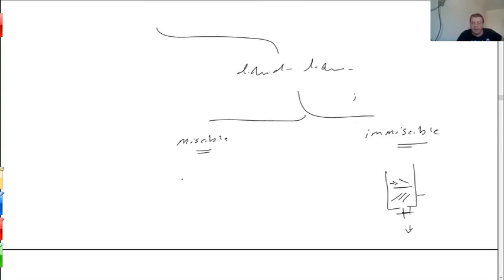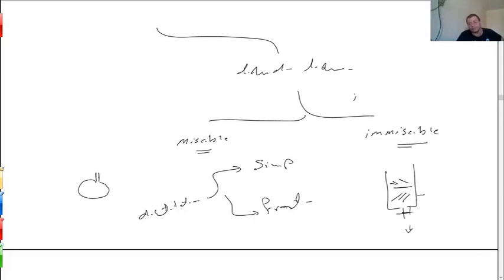How about if they are miscible? You have more than one component, and they have different boiling points. So I'm going to use distillation. Which kind of distillation? Because I have more than one solvent here in this case, I'm going to use fractional distillation. So distillation has two classes. One of them is simple distillation. The other one is fractional.